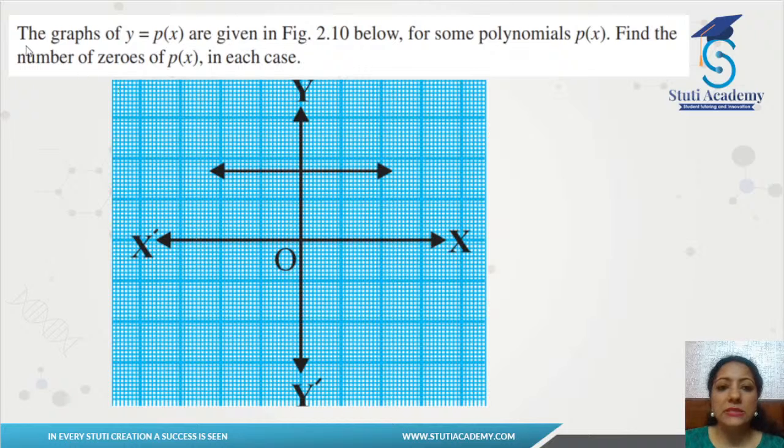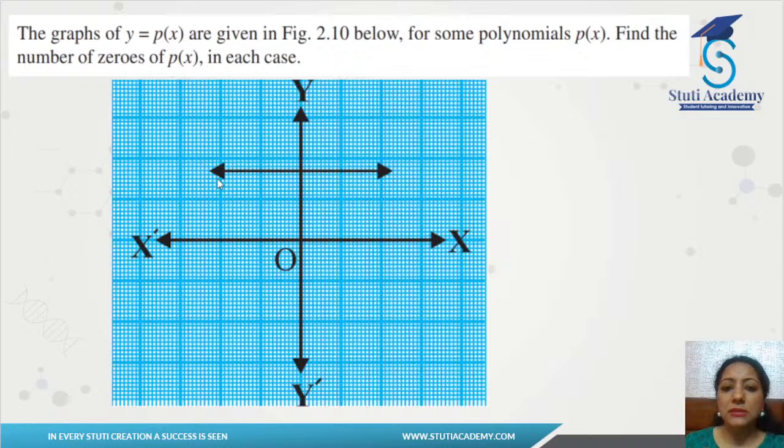Now this is the question from NCERT, the first exercise of polynomials. The graphs of y equals p(x) are given in figure 2.10 below. For some polynomials p(x), find the number of zeros of p(x) in each case. As I told you earlier, for a polynomial graph, the points at which the graph cuts the x-axis are the zeros of the polynomial. Here we just have to find at how many points the graph is cutting the x-axis, since we have to find the number of zeros of p(x).